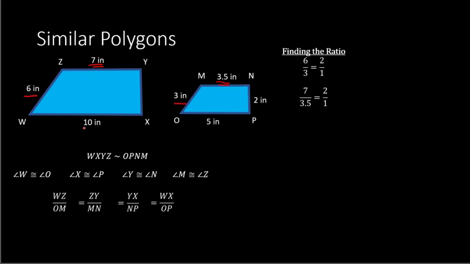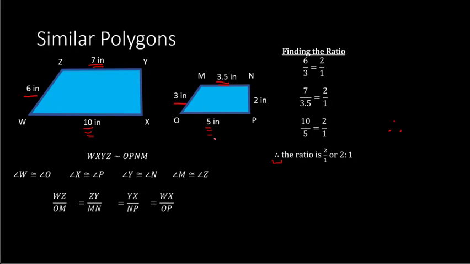And then at the bottom, we have 10 and 5. Those again are corresponding. So if we divide 10 by 5, that again gives you 2, or 2 over 1. So we have concluded that the ratio is 2 over 1, or 2 to 1. By the way, this notation right here, the 3 dots, means therefore.